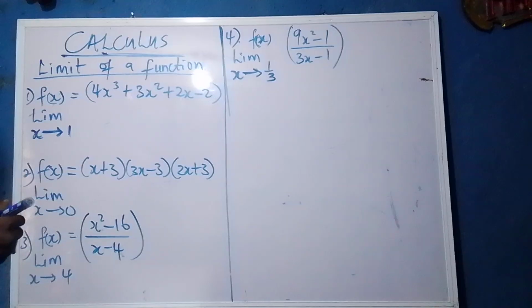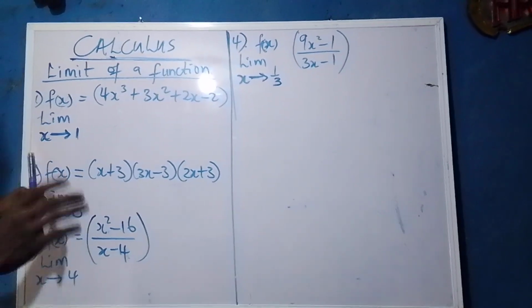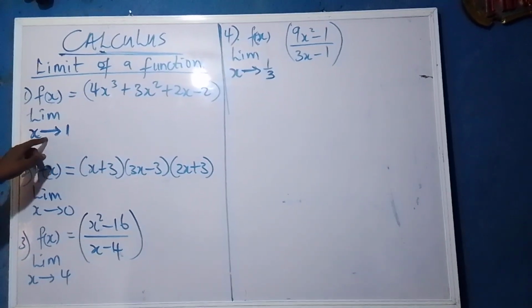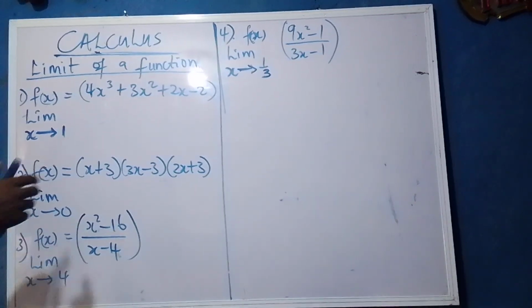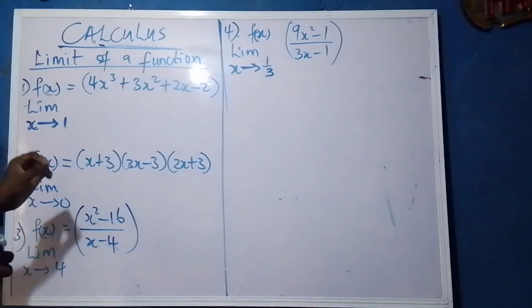So now let's take number 1. How do you find the limit of a function? A faster way without stressing. All you have to do is, since they said that limit of x as x approaches 1, all you have to do is just put the value of your x into the function, and your answer remaining is your final answer.